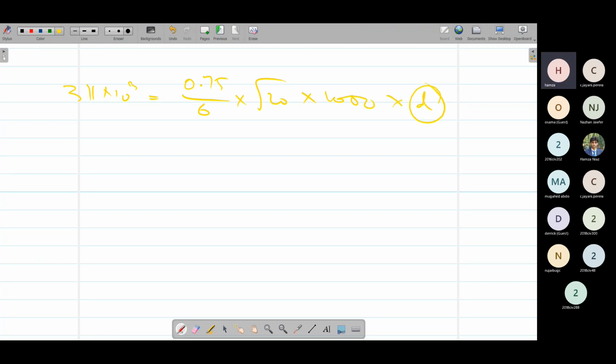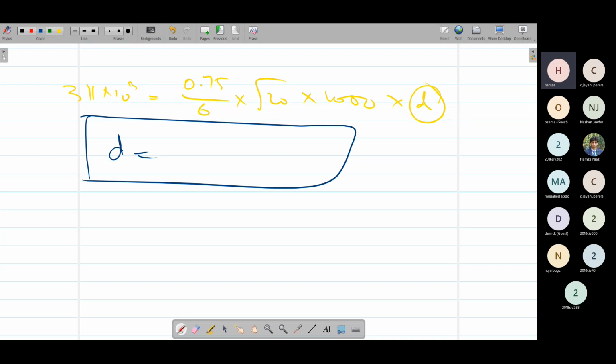So calculate the D value from here, and using this D value, now we calculate the actual D value. I think it is almost 480 millimeters. It came to 480. So now our D value is 480.